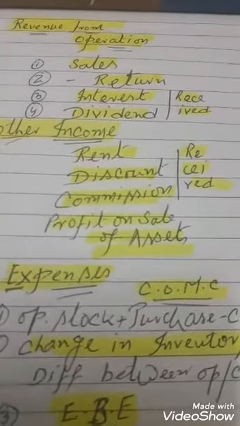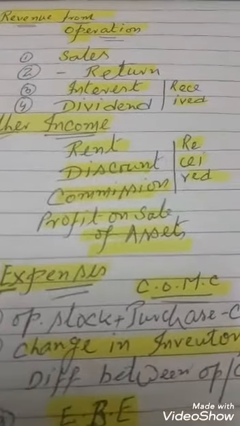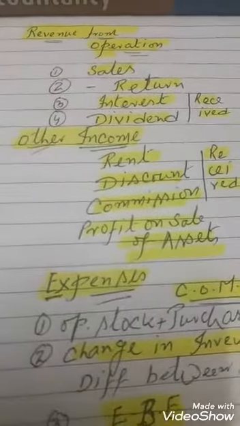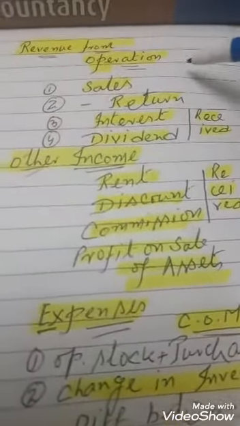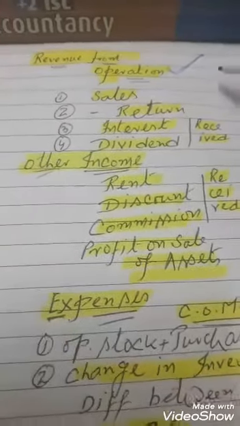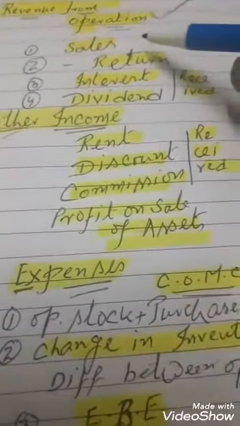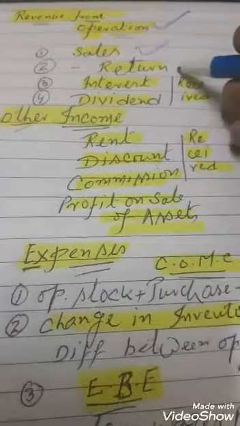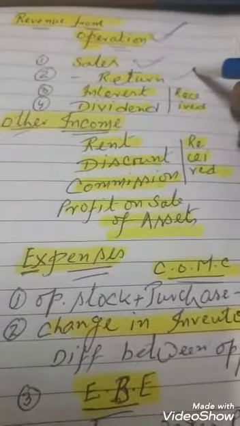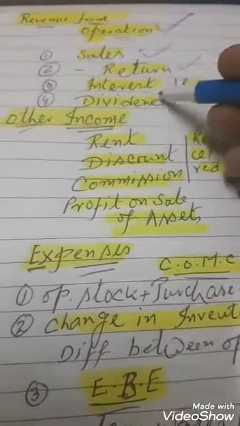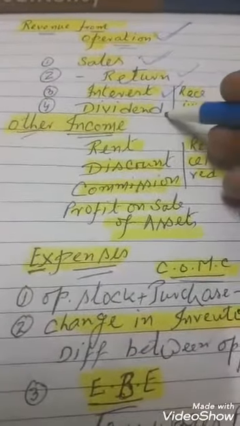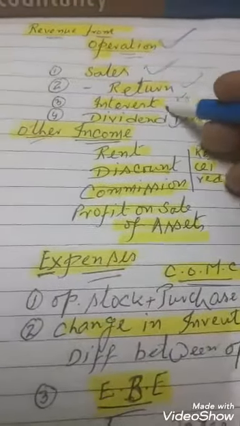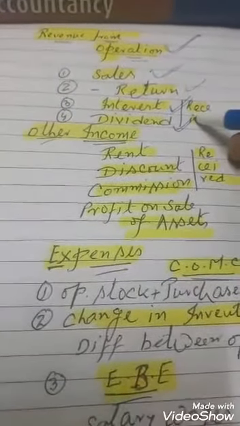Children, as I told you, in the comparative statement of profit and loss or income statement, the first head comes revenue from operation. Revenue from operation consists of sales minus sales return, interest received and dividend received.